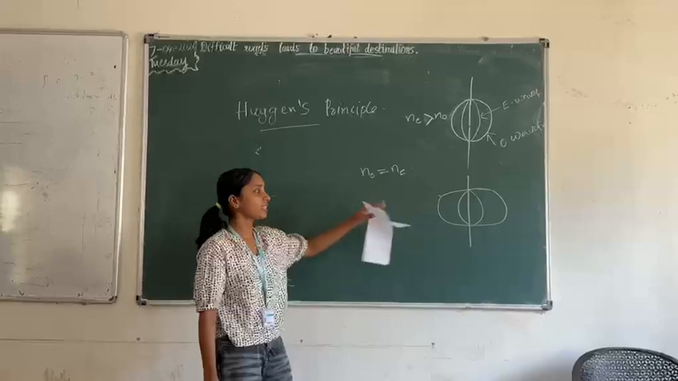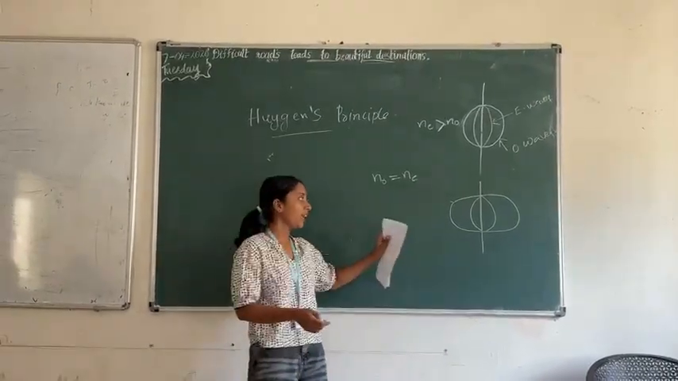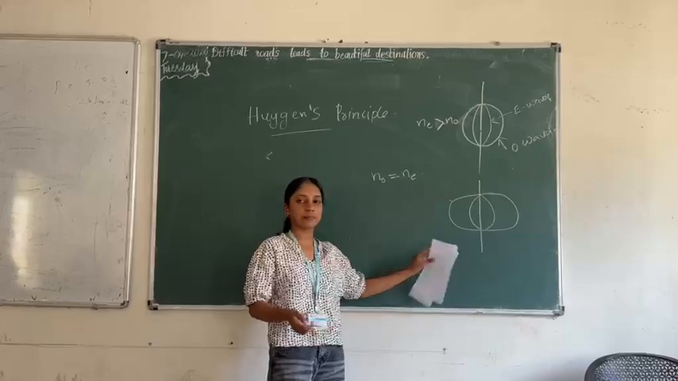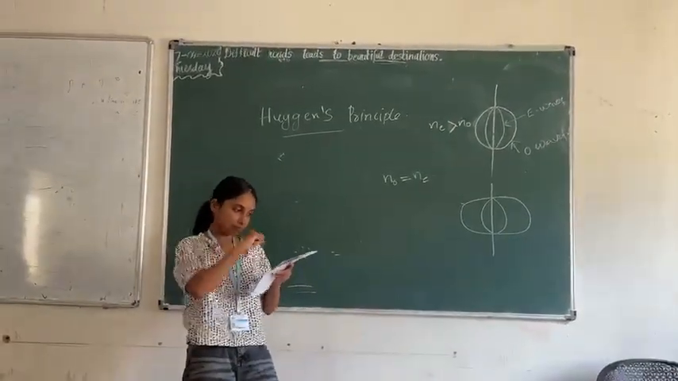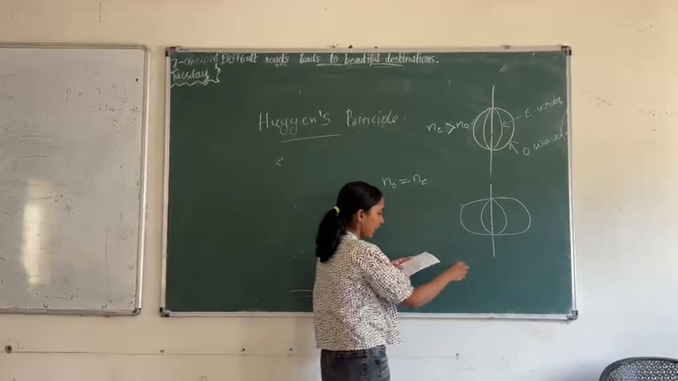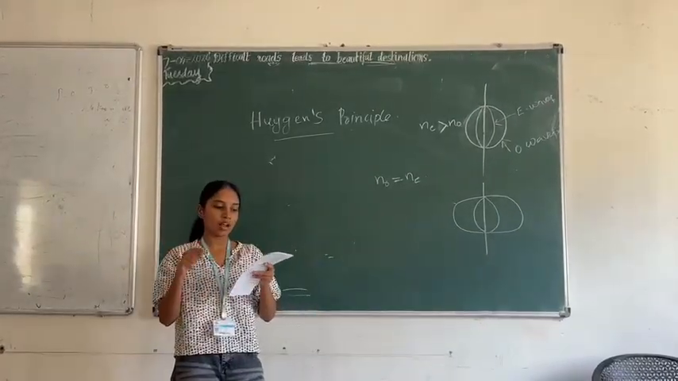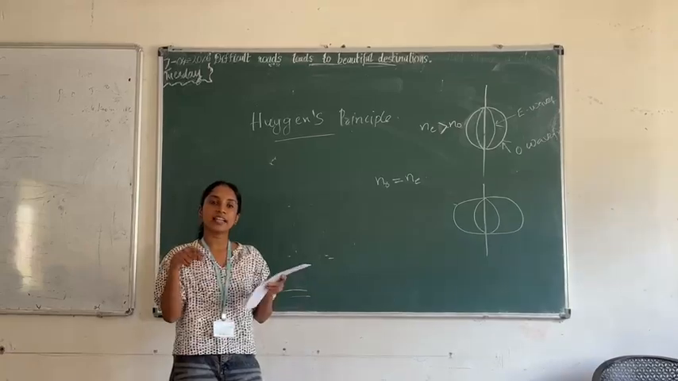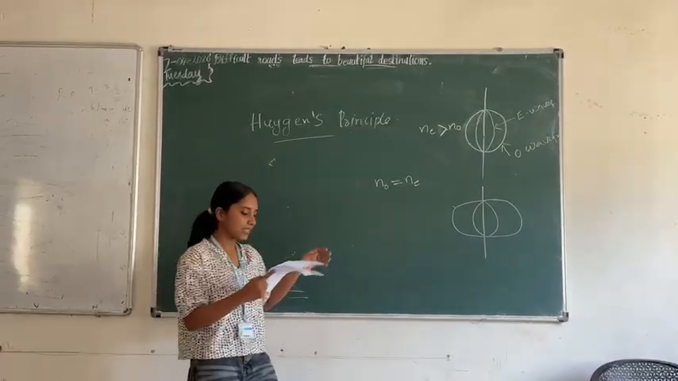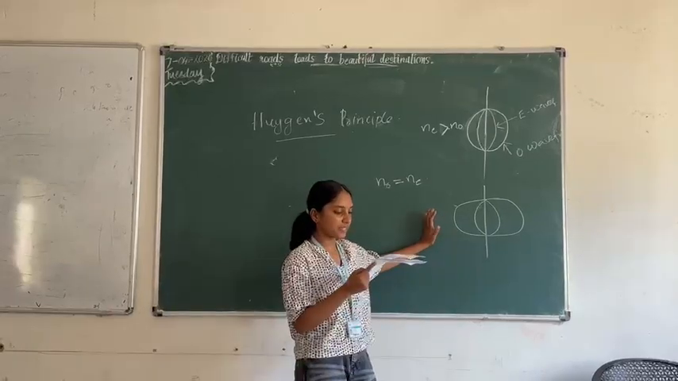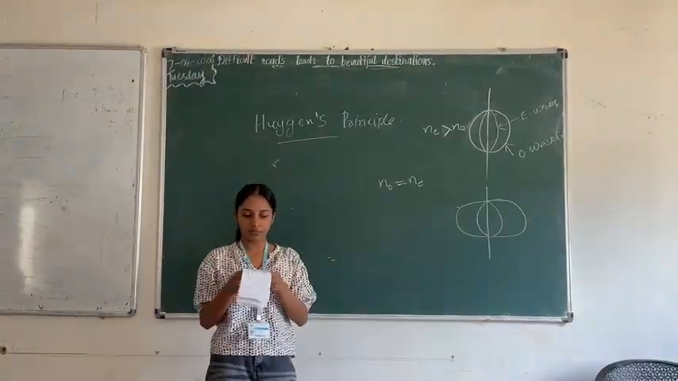An example of a positive crystal is quartz, and an example of a negative crystal is calcite. In a negative crystal, ne is less than n0, so the velocity of the extraordinary ray is greater than that of the ordinary ray. In this diagram, the circle represents the ordinary wavefront, and the ellipse represents the extraordinary wavefront.